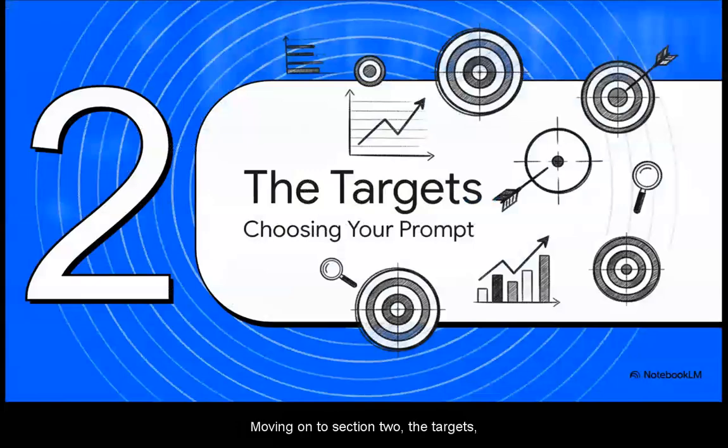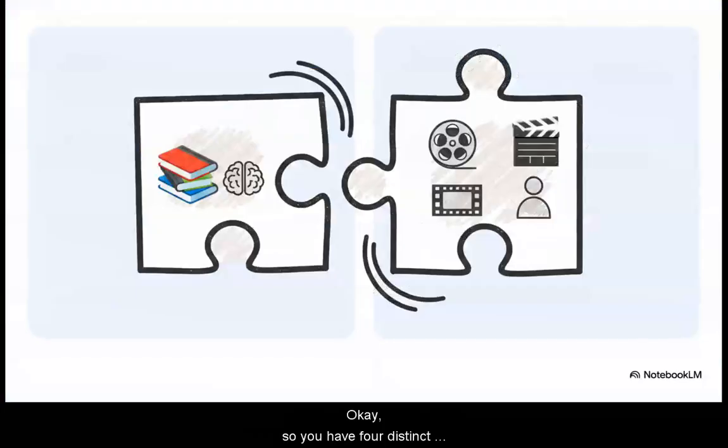Moving on to Section 2, the targets, which is all about choosing your prompt. Okay, so you have 4 distinct prompt options available, but for your mission, you only need to select one target to focus all your analytical energy on. The really crucial point here is that every single prompt is divided into 2 mandatory puzzle pieces.